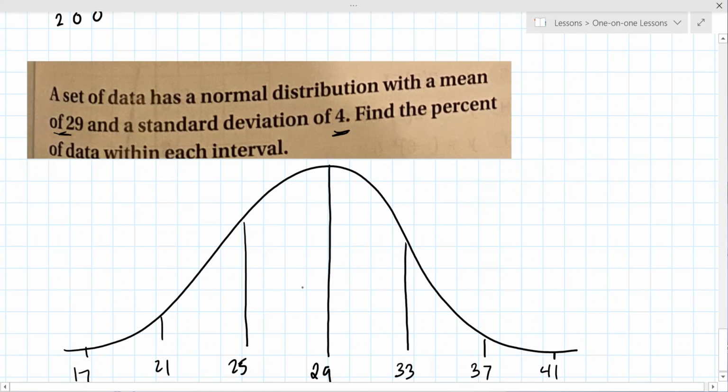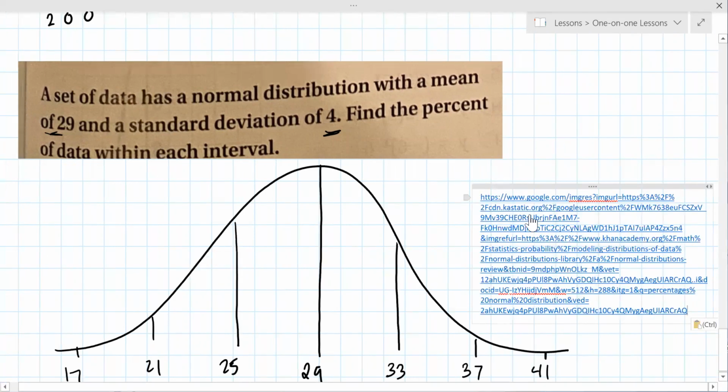Now, do you know the percentages that go in each of these? I know it's like 30 something and then 13.5. Yes, I feel like we're guessing, and we definitely don't want to do that.